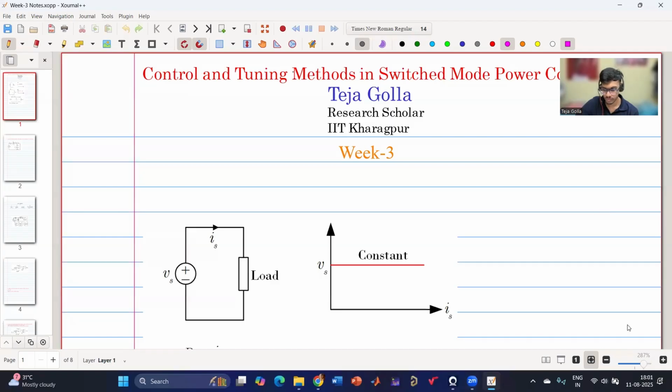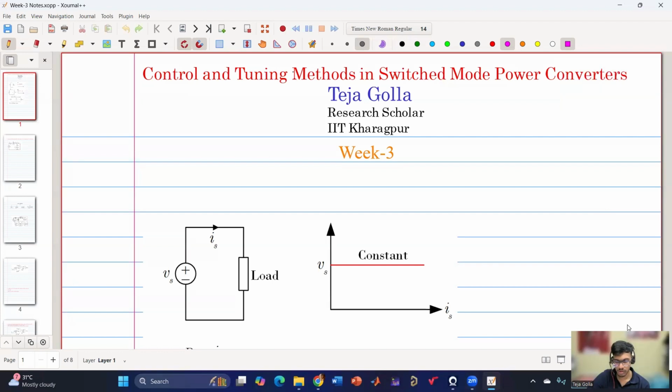Let me share my screen. Is my screen visible? Yes, it's visible.